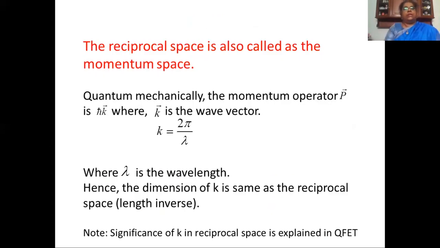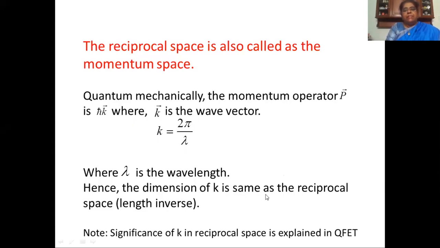Now, what is the reciprocal language? The reciprocal space is also called the momentum space. Why is it called momentum space? Quantum mechanically, the momentum operator P is ħk, where k is the wave vector. So k is equal to 2π by λ, where λ is the wavelength. Now look at this: what is the dimension of k? It is 2π, which we don't bother about, divided by the length. So the unit of k is length inverse.